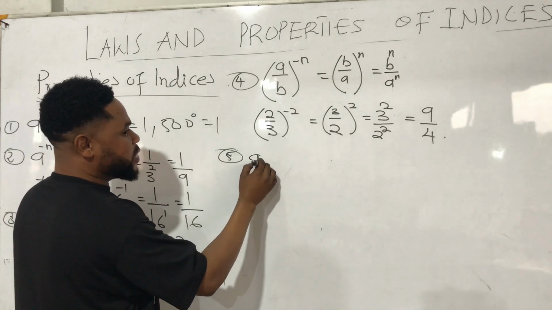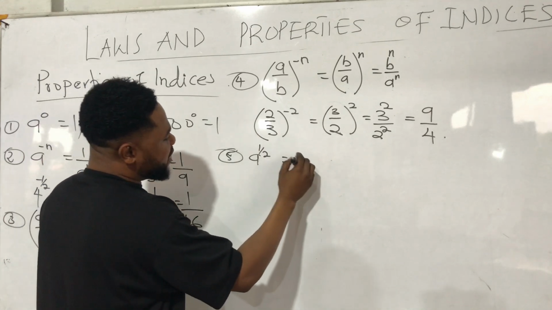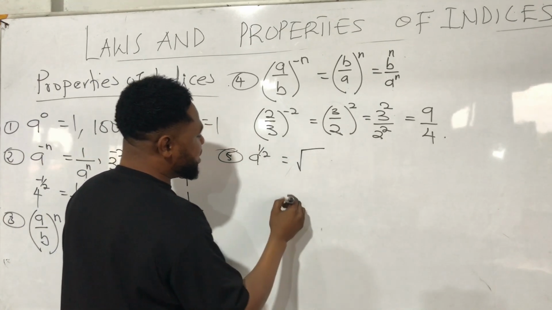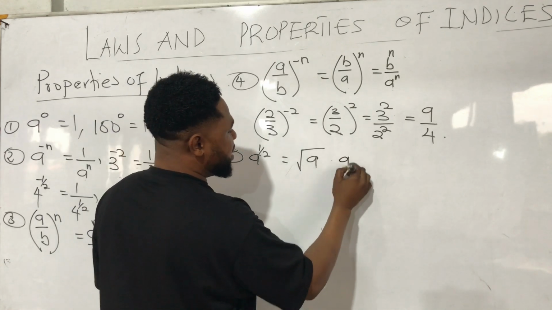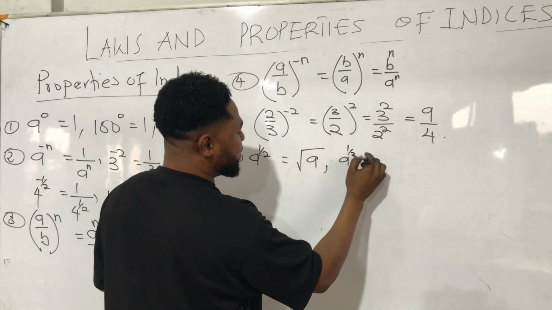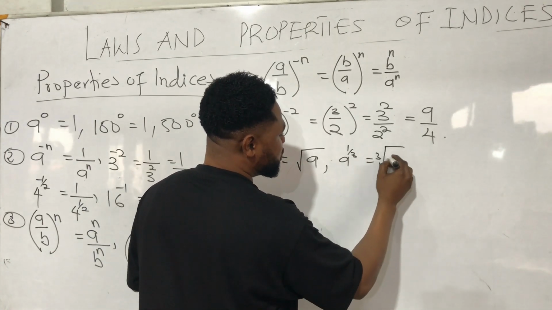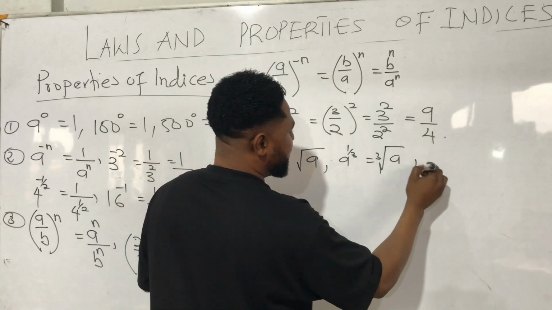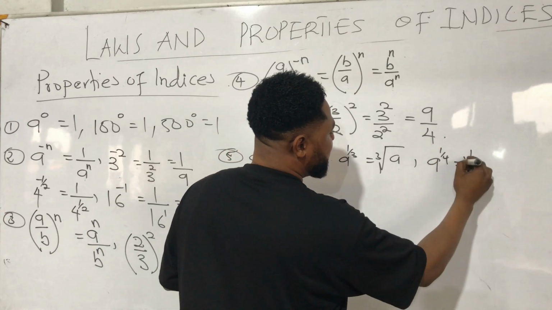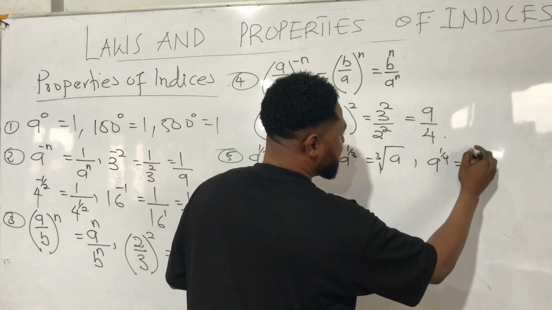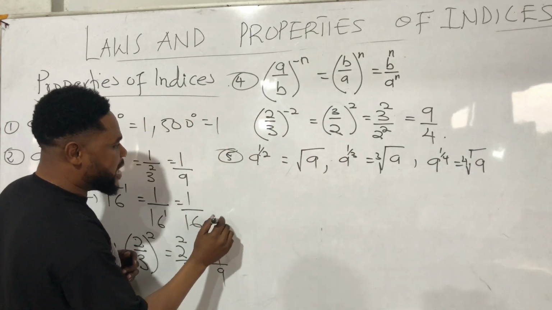If I have a raised to the power 1 over 2, which is a fraction, 1 over 2 in indices is the same as square root. So it's going to be square root of a. If I have a raised to the power 1 over 3 in indices, 1 over 3 is the same as cube root. So it will be cube root of a. If I have a raised to the power 1 over 4, it is the same as fourth root, all right, of a. Now, let us look at another one here.